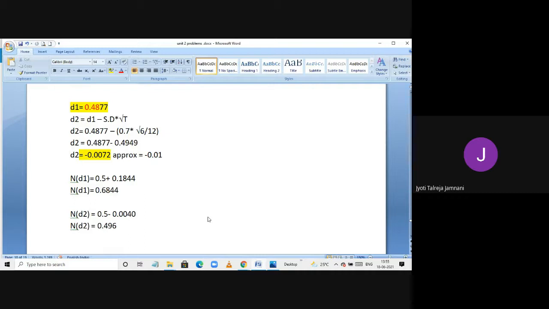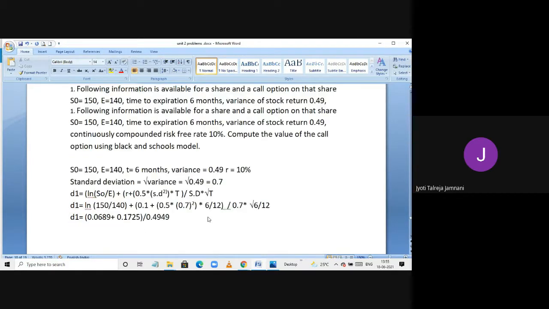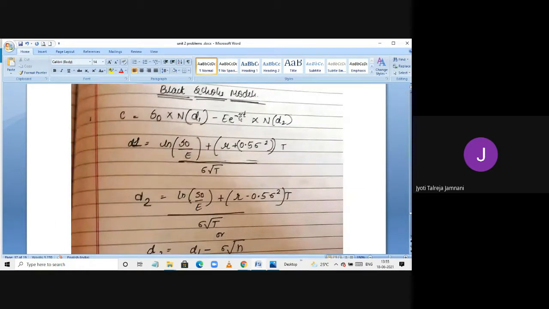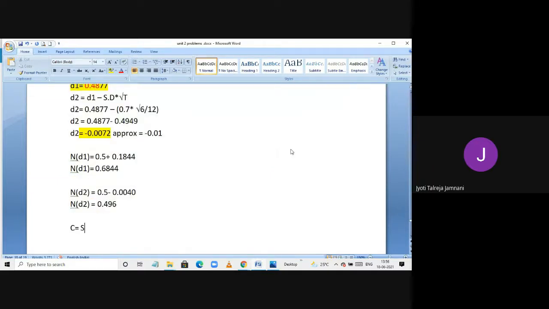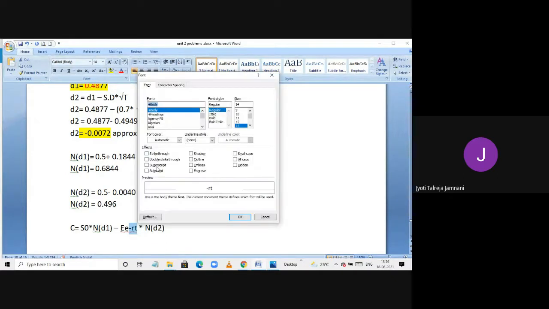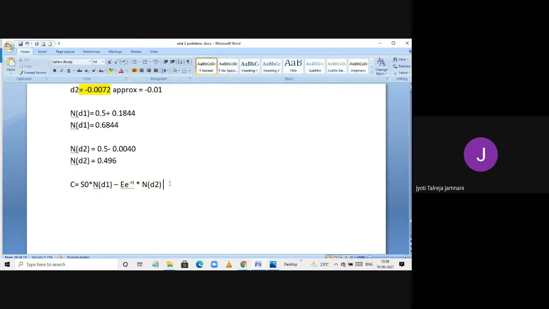Now we can find the value of the call option. So C is equal to, I'll write down that formula. It's S naught into ND1 minus E into E raised to minus RT into ND2. So here I am writing it again for you. You can copy from here. S naught into ND1 minus E into E raised to minus RT into ND2. This is the formula for a call option.